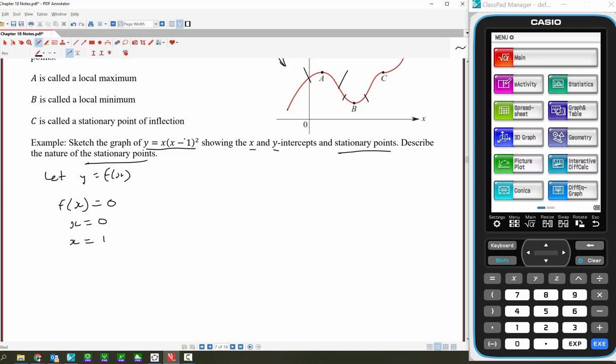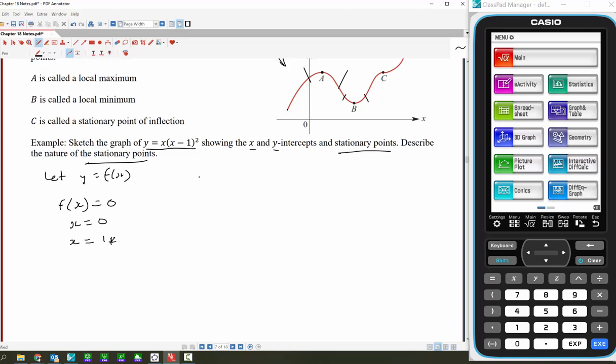Now recall that because that one there is squared, something interesting happens at this point here, and we'll remember that it's going to turn on that point itself. This x equals 0, 1, that's just your standard x-intercept.